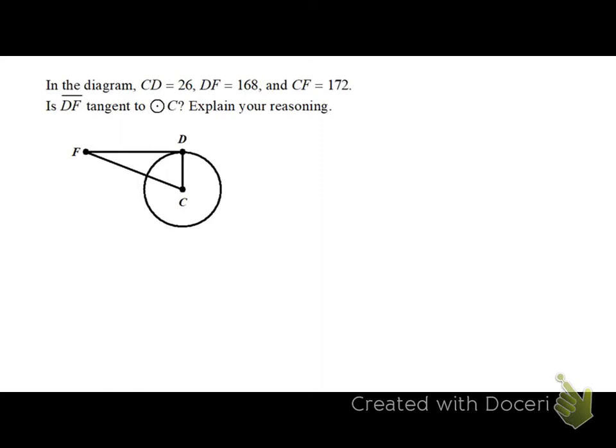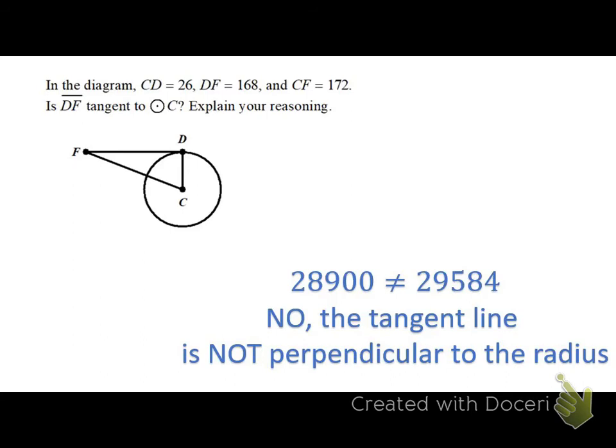Good. So what do we use to figure out if this is a tangent line? The Pythagorean Theorem. So that's what you should be squaring. So you do a squared plus b squared equals c squared. 26 squared plus 168 squared does not equal 172 squared, so it is not a tangent line, because a tangent line is perpendicular to the radius. These are the two numbers you should get when you use the Pythagorean Theorem.